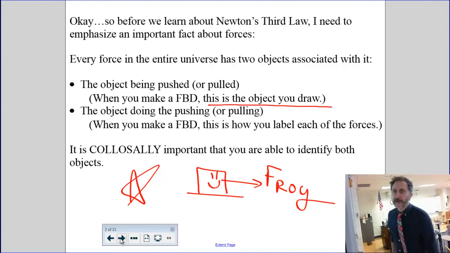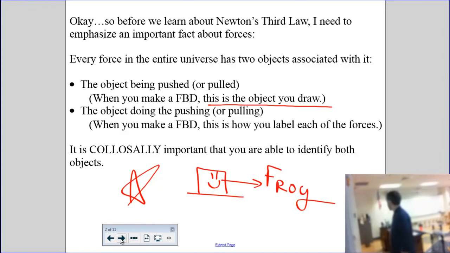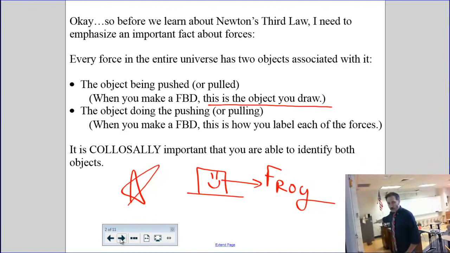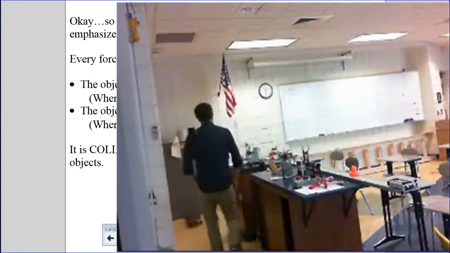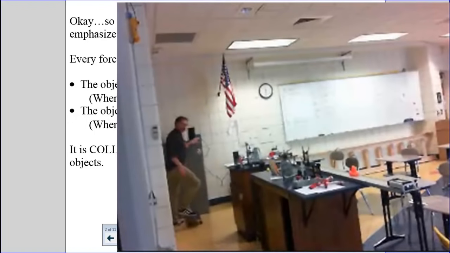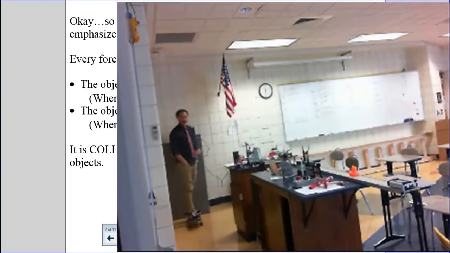Okay, so in order to get to Newton's third law, I'm going to do a real quick demo here, and hopefully this will work here with the camera. I'm going to go over and stand over by the filing cabinet. Okay, so here I go. All right, so right now I'm standing on this skateboard and I am not moving. So right now my velocity is 0, my velocity is constant because nothing's pushing me.